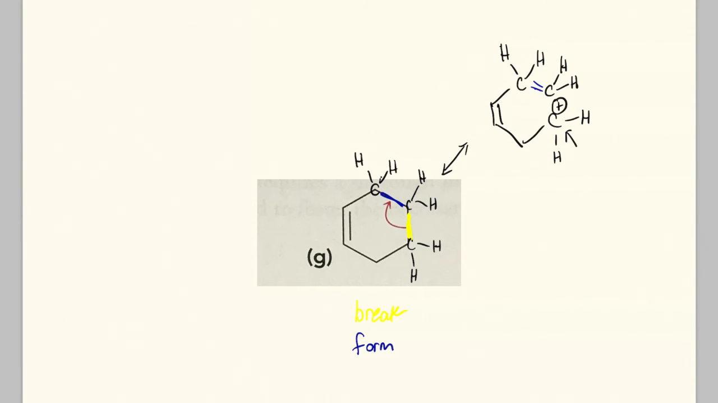The main problem is this carbon here. This carbon here has more than 8 electrons, and we can never exceed the octet on carbon, so that's a major violation.